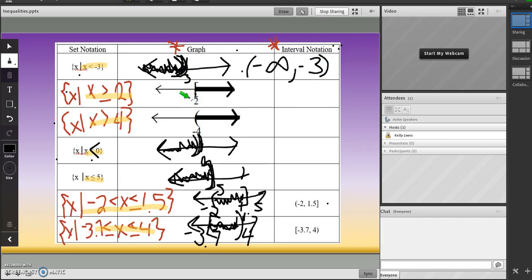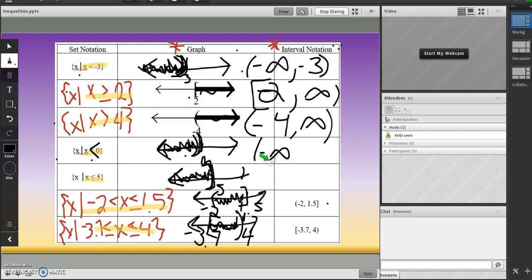For this one, our smallest number is 2, and there's a bracket. It says 2, not negative 2, sorry. And then it's shaded, so it goes to positive infinity. Here, our smallest number is negative 4, and there's a parentheses, and it's shaded, so it goes to positive infinity. Here, our smallest number is shaded, so it's from negative infinity.